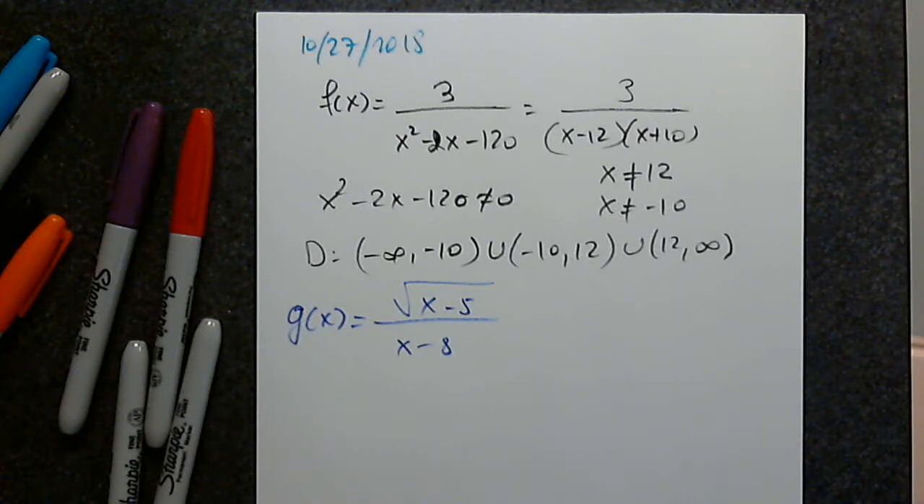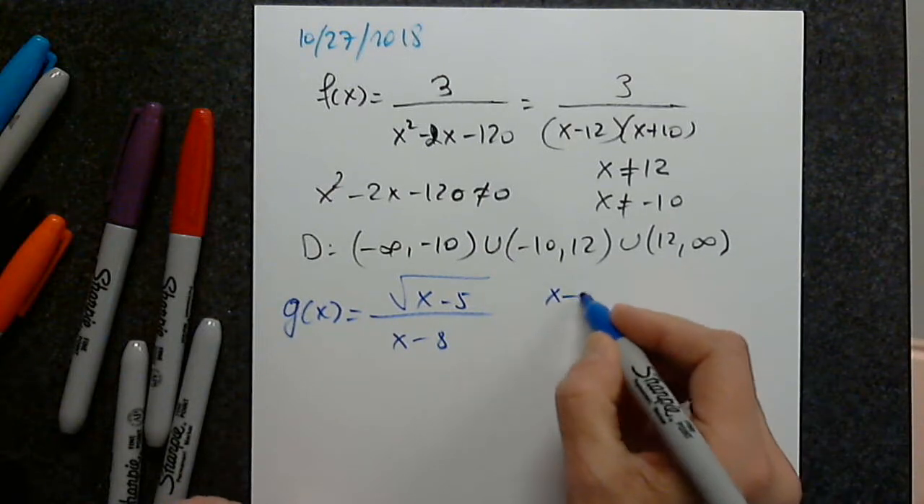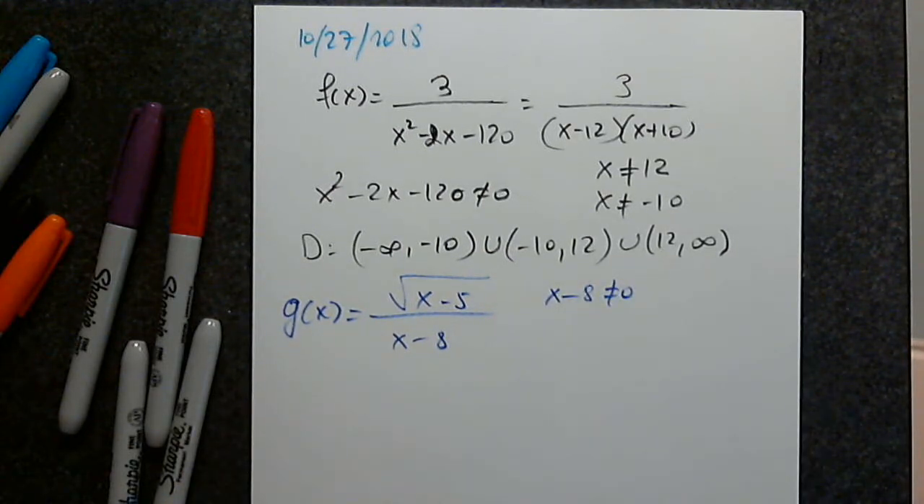So this function is a different situation, right? It's a ratio, first of all, of two functions. And there are two potential problems here. One potential problem is division by 0. So that is obvious. I have to write that x minus 8 does not equal 0.